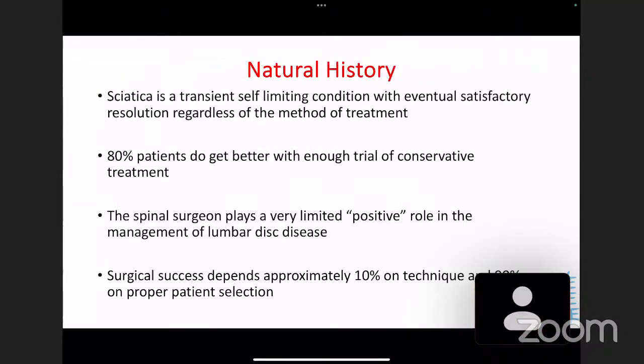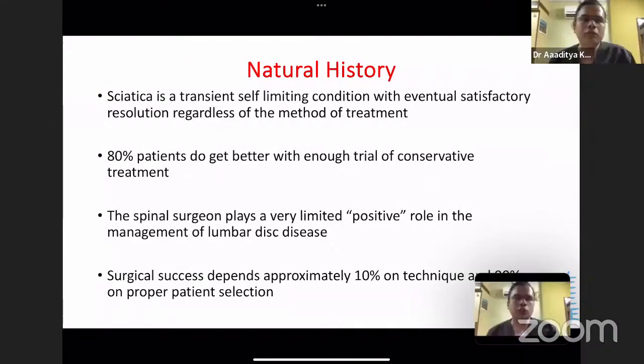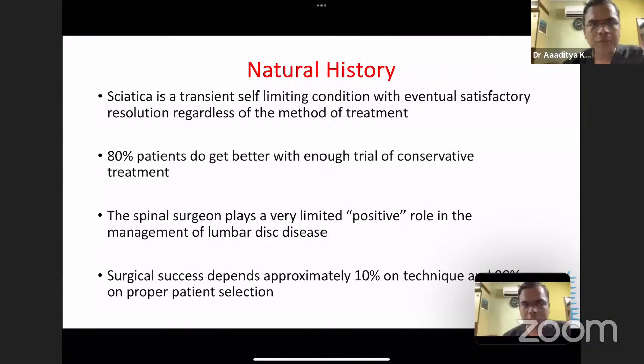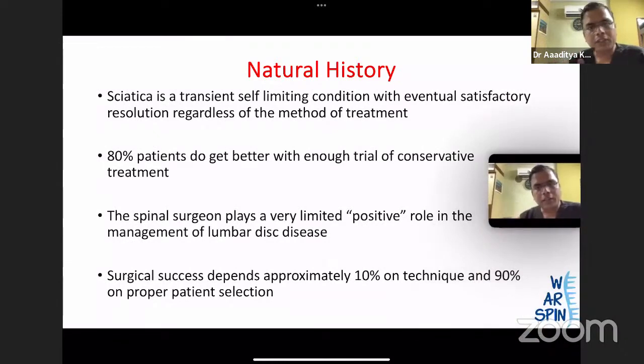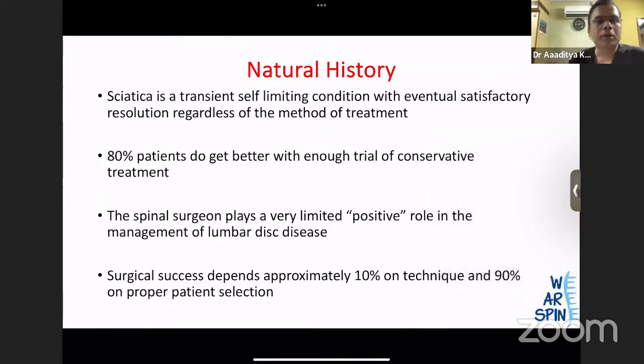If we see the natural history of disc prolapse, most of the time these are self-limiting conditions. Eighty percent of patients do get better with just a good conservative trial. As spine surgeons, we have a very limited positive role in the management of disc disease. Ideally speaking, for the success of our surgery, if at all we contemplate surgery on these patients, ten percent is the technique which helps, but ninety percent, proper patient selection, is of utmost importance.